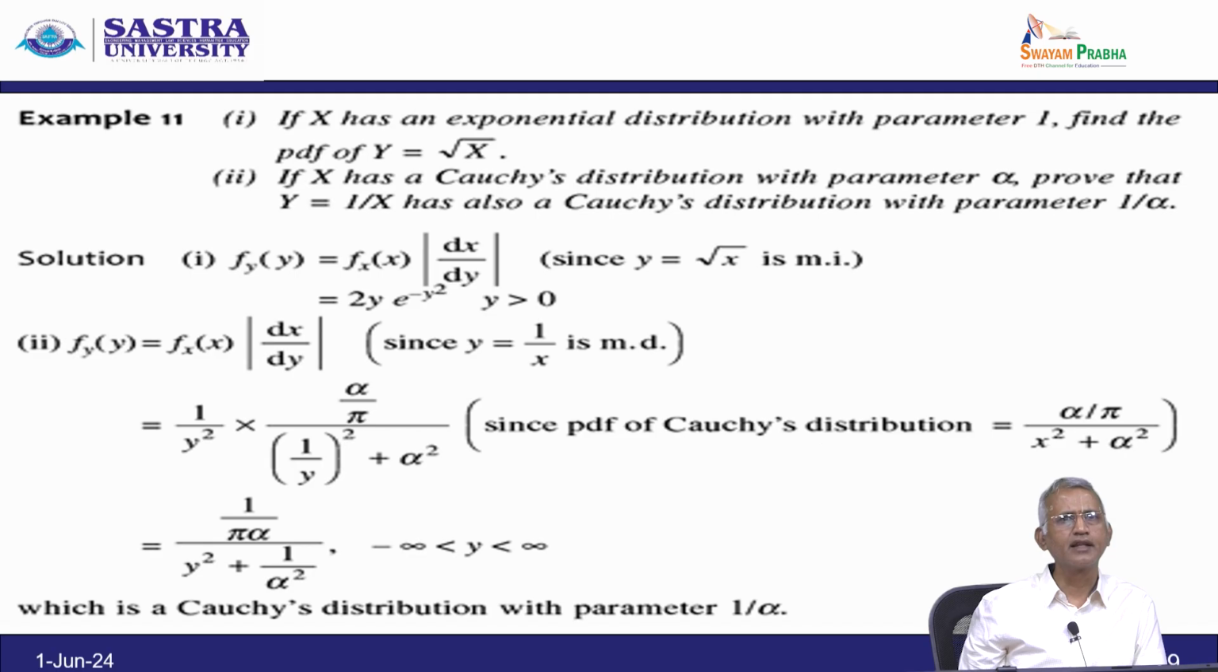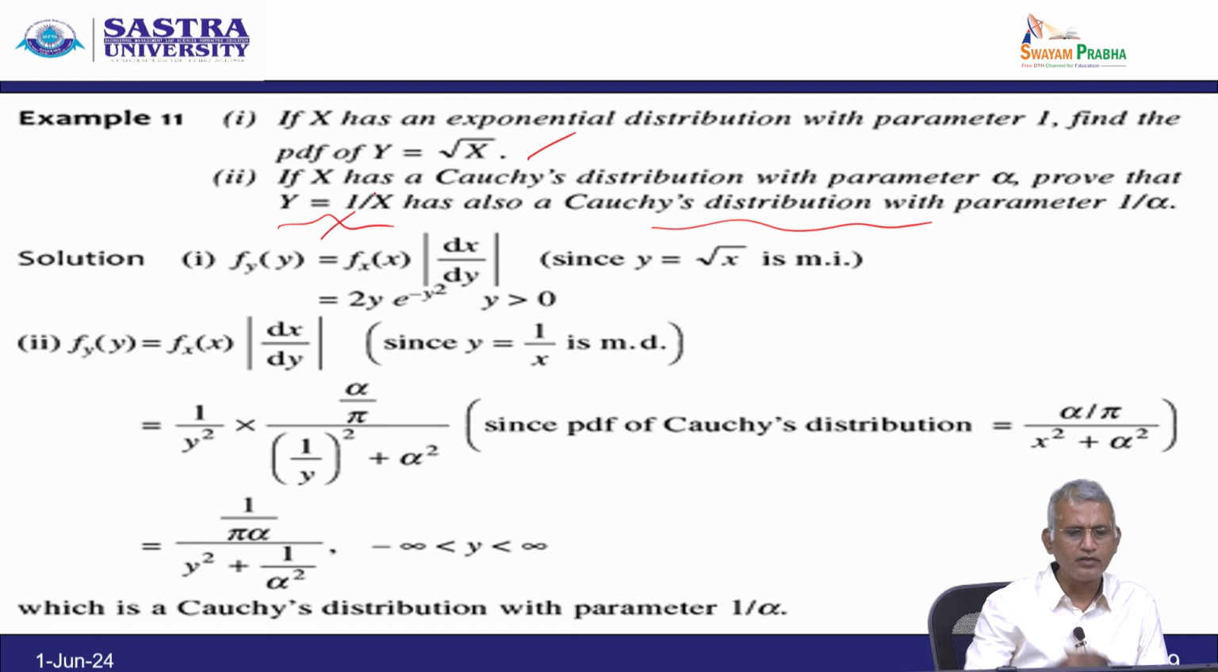Next problem: if x has an exponential distribution with the parameter 1, find the PDF of y equal to root x. And if x has a Cauchy distribution with the parameter alpha, prove that y equal to 1 by x also has the Cauchy distribution with the parameter 1 by alpha. So, the solution is f_Y(y) equal to f_X(x) into modulus of dx by dy, where y equal to root x. Now, y equal to root x means x equal to y square, and differentiating with respect to y, 2y will come, and f_X(x) is e power minus y square, where y is positive. So, we can easily calculate f_Y(y).